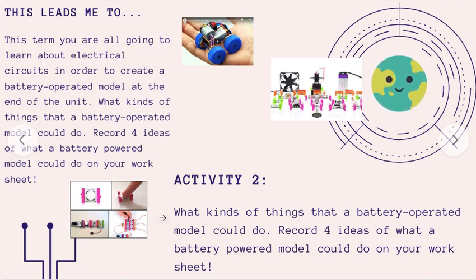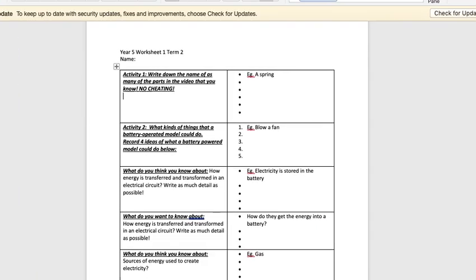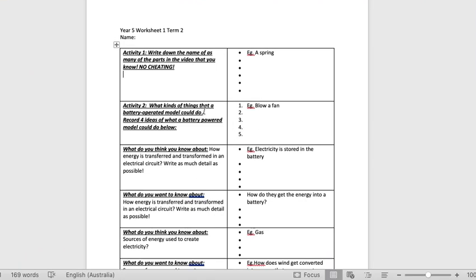And so what I want you to do is think about the battery operated circuits that you know that you might have at home or around the house, and then think about what we might be able to get a battery powered model to do. So go to your worksheet, which should look an awful lot like this, and go to this second activity. What kind of things could a battery operated model do? And record 4 ideas.